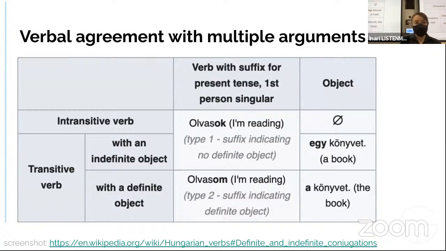So then in other languages, we might mark more than just one argument. Here's an example from Hungarian. These forms, olvasok and olvasom, they both have first person subject or agent, but the difference in the form is in the object.